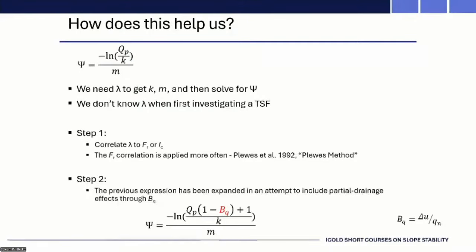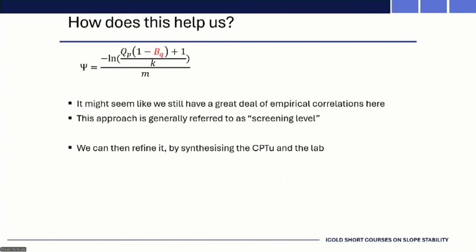Okay, so step one when you're using that method is you correlate lambda to F, whether it's the Plews, the modified Plews, or some of the updated data from Dave Reed. And then people have included this B parameter, that's the change in pore pressure, remember, I showed you earlier, normalized with respect to Q, to modify that state parameter estimate. So we still have a bunch of empirical correlations. And people alternately refer to this as screening level, or some people think it's more accurate than that.